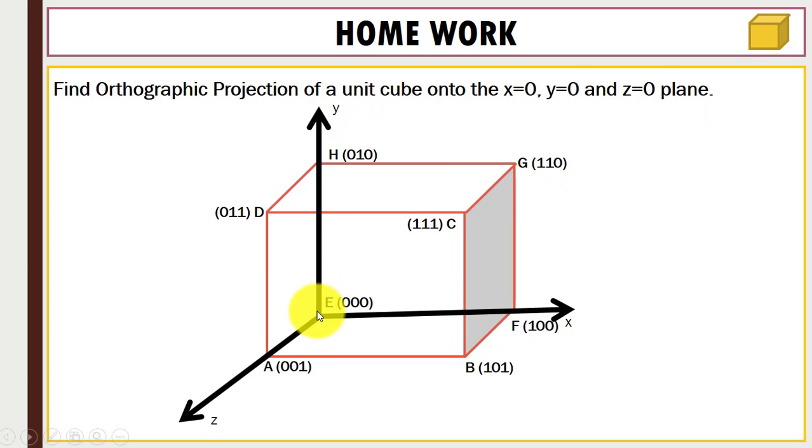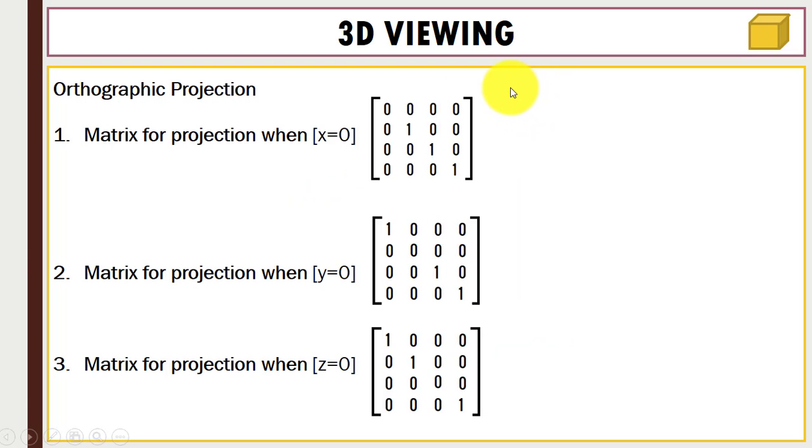So you can see here we have different points, and you will find out the orthographic projection for this unit cube for x at 0, y at 0, and z at 0. For this you will construct a matrix for the homogeneous coordinates, and after that you will use these matrices and you will find out the orthographic projection.